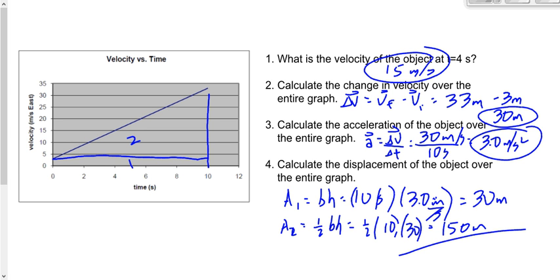And then we go to add those up. Because they're both above the x-axis, they're both positive. Add them up, we get 180 meters. So there you go. My instantaneous velocity, my change in velocity, my acceleration, and finally my displacement.